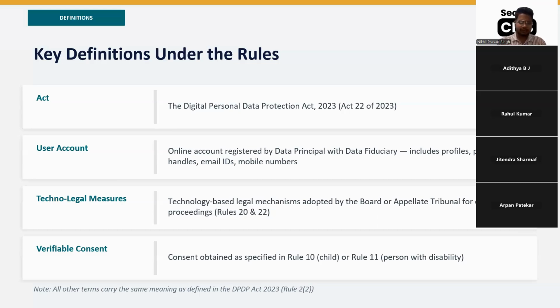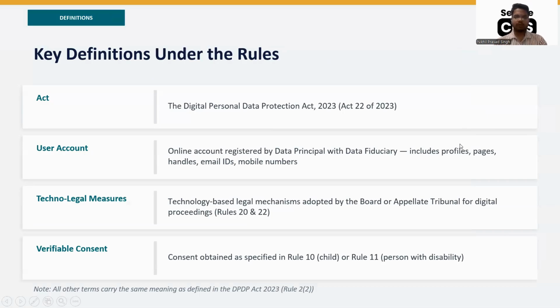So the most important definitions that come up when we talk about the DPDP Act and rules start with user account. What comes under user account? Anything that can be registered by the data principal with the data fiduciary, that can include profiles, pages, handles, email IDs, and mobile numbers.